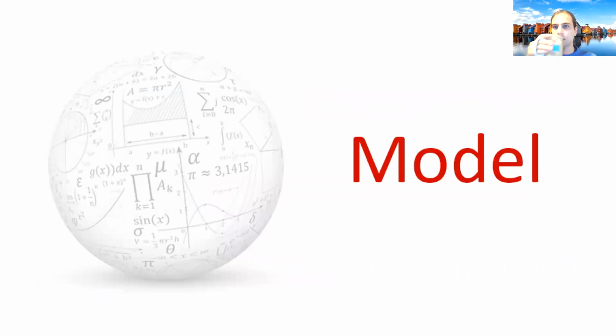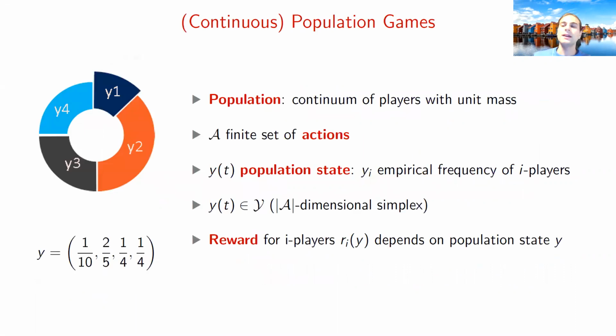Okay, we can start with the model. So in this talk, we'll focus on population games. In a population game, we consider a population as a continuum of players with unit mass. The players in this population have to choose between a finite set of actions. And so we can define a vector y, called the population state, such that the ith entry of this vector is the empirical frequency of i players in the population. So clearly, this vector y, the population state, lives in the simplex whose dimension is the cardinality of the action set.